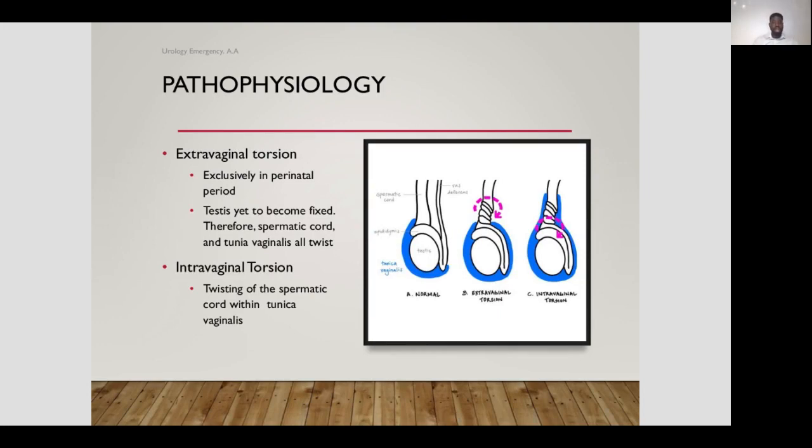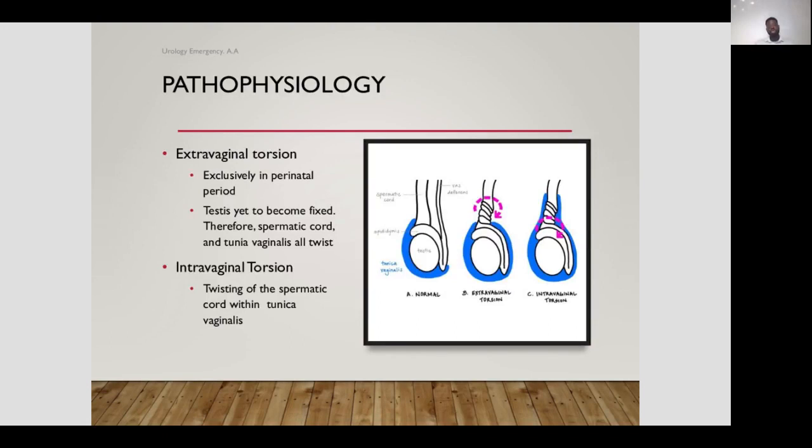Like I explained earlier, you've got the tunica vaginalis that doesn't completely invest around the testes, identified in this picture as just the blue covering, as you can see. And in perinatal period, less than 1 year, neonates, infants, usually, the testis is yet to fix at the posterior wall itself. So you can have twisting of the whole spermatic cord and the tunica itself. So the whole testis is actually twisting. And this is almost exclusively seen in the perinatal period.